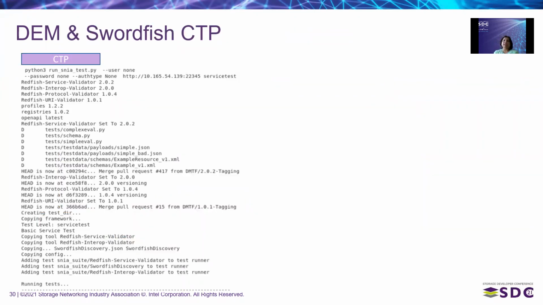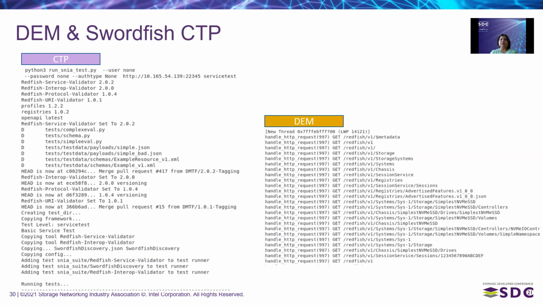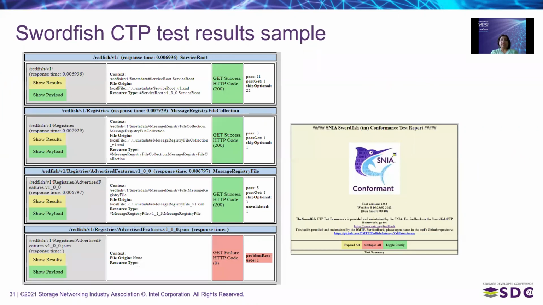So this slide shows a snippet of a CTP test command. And on the right, it shows what resource requests the DEM is getting. We can see that DEM is getting requests for so many resources, and it replies to them for the CTP. After the tests are done, the CTP results are displayed in a nice web page format. And it looks something like this. These are the results of CTP run against DEM.